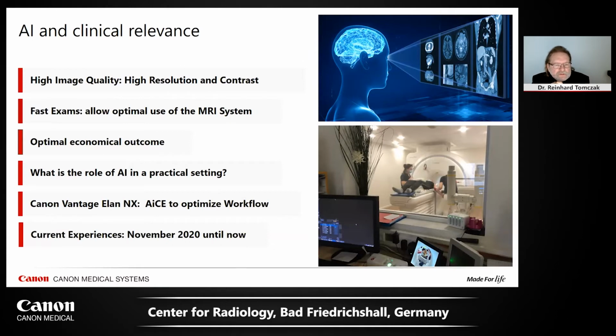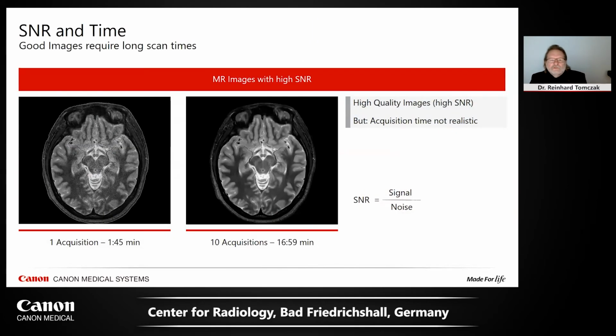The purpose of the talk is to explain what the role of artificial intelligence is in a practical setting. We have a Canon Vantage Elan, for which we get AiCE to optimize workflow. And the current experiences I'm talking about are from November 2020 until now.